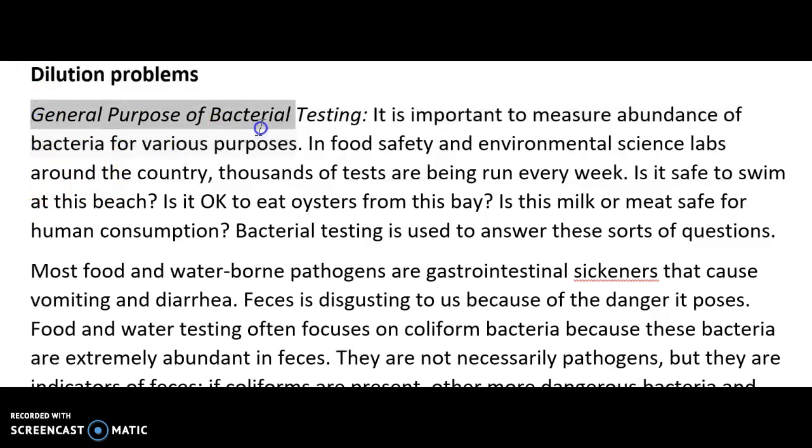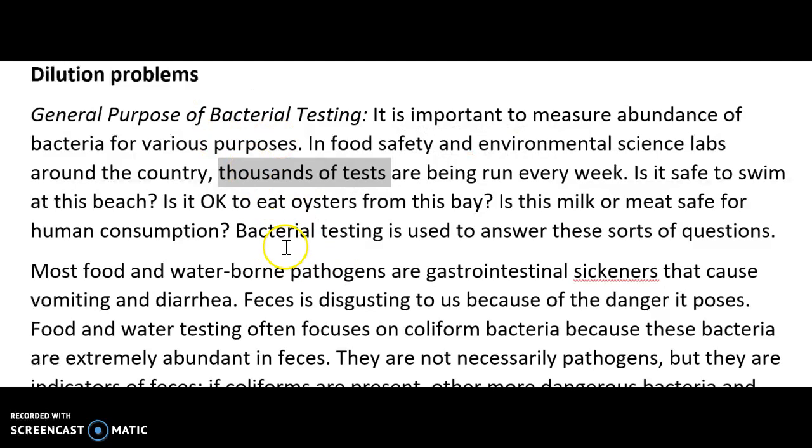The general purpose of bacterial testing is to really primarily look for safety concerns. So thousands of these sorts of tests are being run every week around the country. I've been involved in sampling rivers and streams, for instance, and we did these types of tests to determine the quality of the water. They're being done at water treatment plants, and they're being done in food testing and other applications.